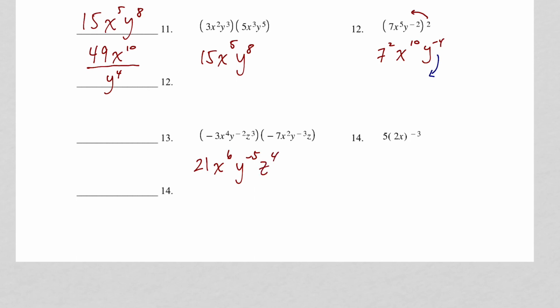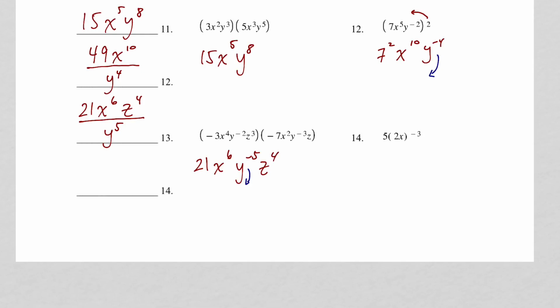And then this is a negative exponent, so that's going to go to the bottom of the fraction, but everything else will stay in the top of the fraction. So the top is 21, x to the 6, z to the 4, and the bottom of the fraction is y to the 5.